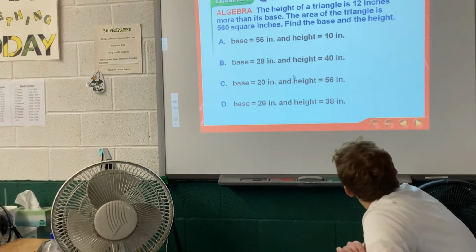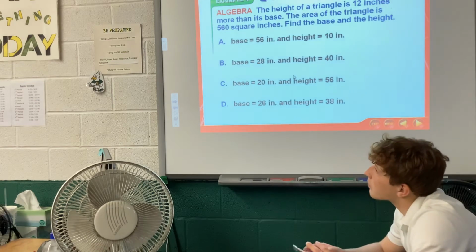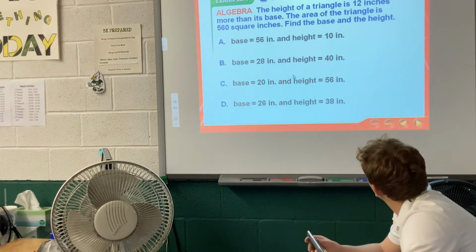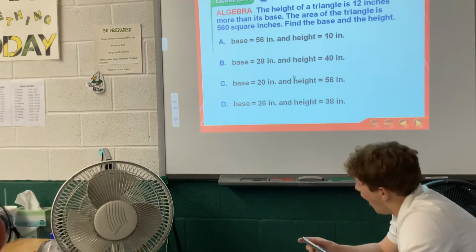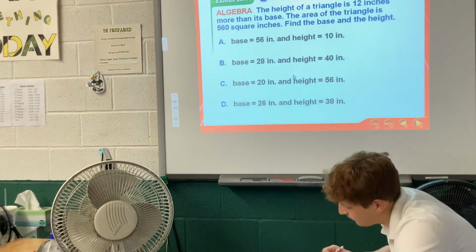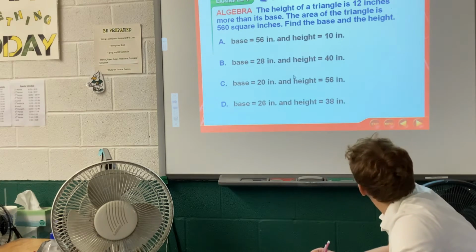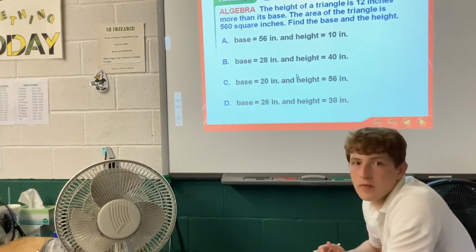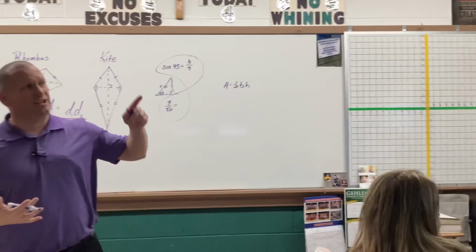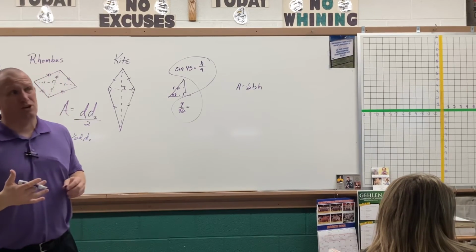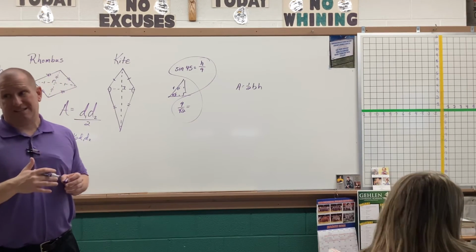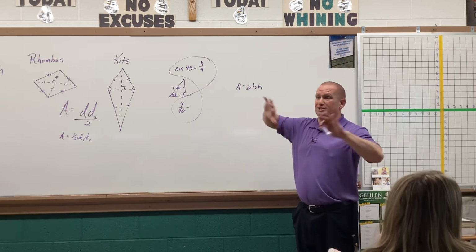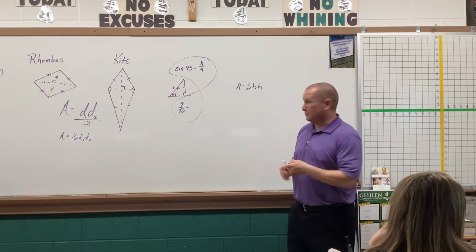Same difference. I want to definitely go over one of these. The height of a triangle is 12 inches more than its base. The area of the triangle is 560 square inches. What's the base and the height? So again, I'm going to start out by writing my area formula for a triangle, right? Base times height divided by 2, or 1/2 base times height. Okay, so now you've got to go back and read it again. The height of the triangle is 12 inches more than the base. So basically, why I can't just use this is because I have way too many what? Variables, right?